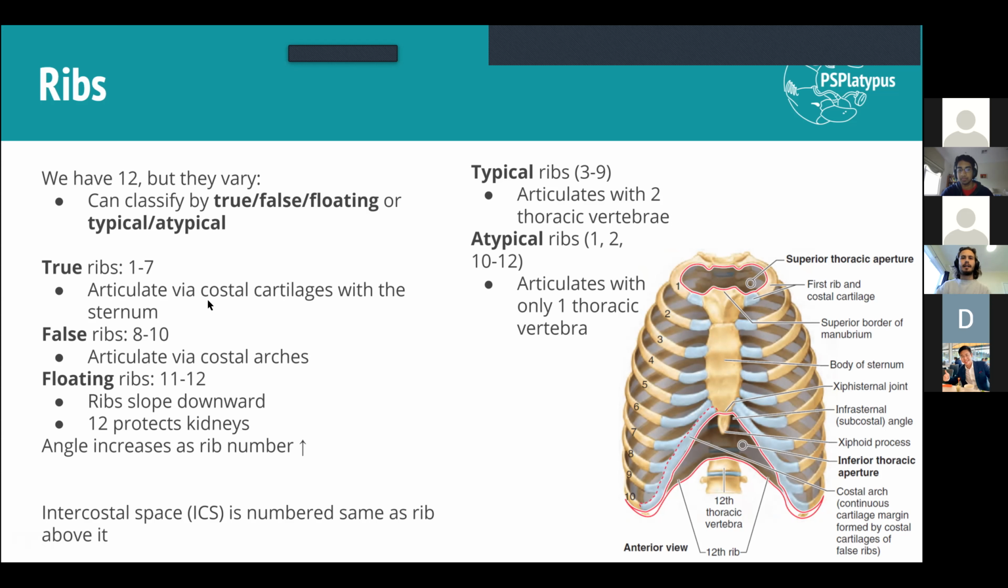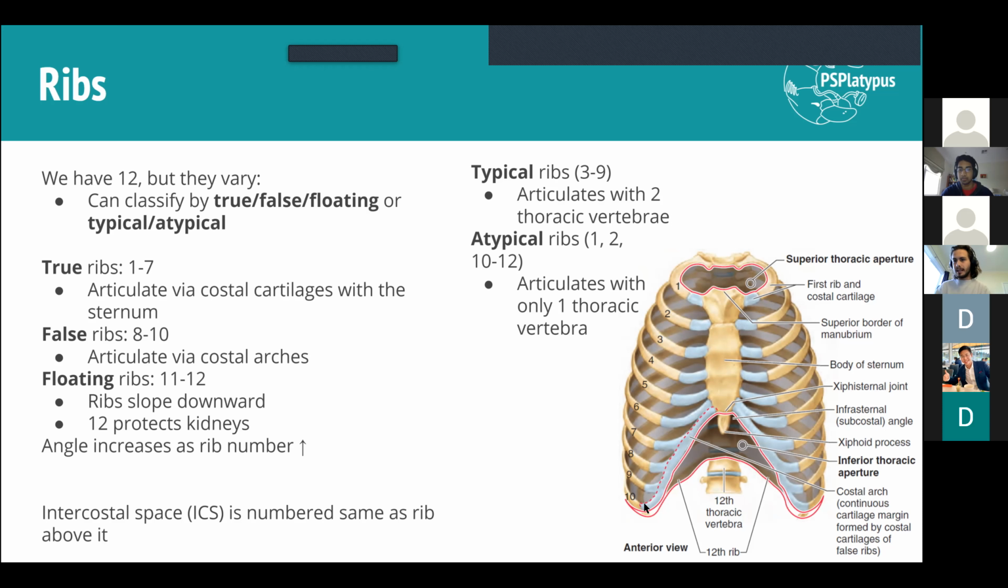True ribs articulate using these costal cartilages, which are these sort of grayish blue things here. That's the cartilage. And you can see that each one has its own costal cartilage to the sternum, right? So 1 through 7, arguably. In this diagram, it looks a little bit more like 1 through 6, but let's say 1 through 7.